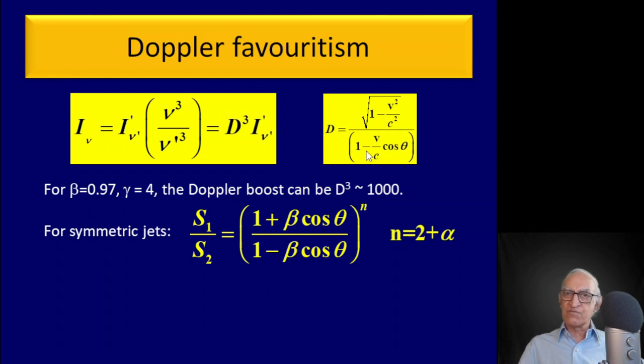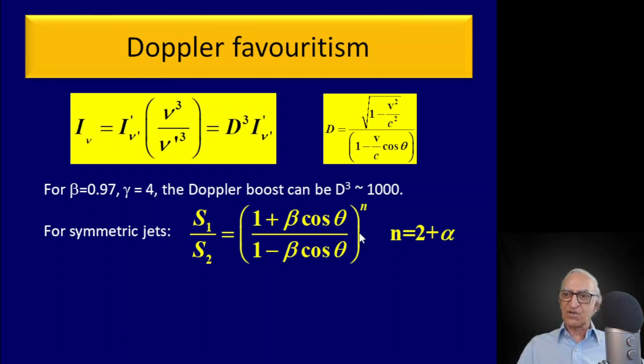You remember, V is a vector, and V cos theta is the radial component of the velocity in the direction of line of sight. Therefore, it will be 1 minus V cos theta if the jet is moving roughly in your direction. But if the jet is moving roughly in the opposite direction, then V cos theta will have a minus sign, and this 1 minus V by C cos theta will become 1 plus V cos theta. So that is where this comes from, where beta is just V over C.